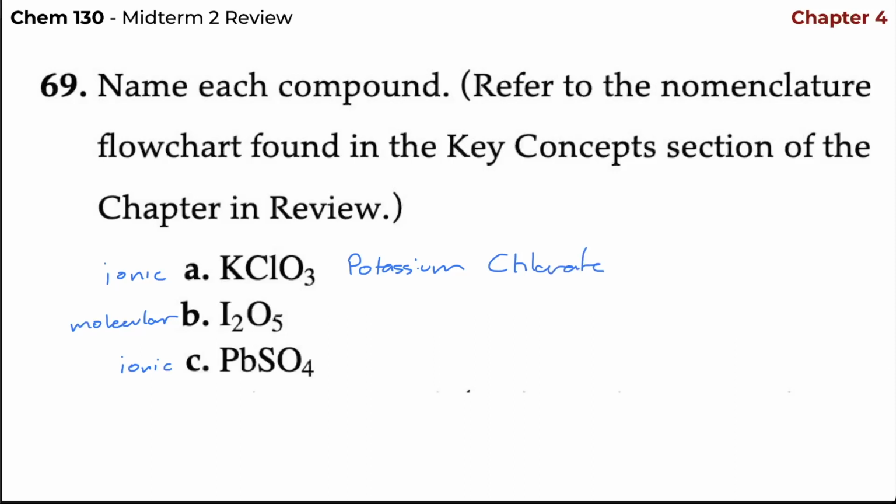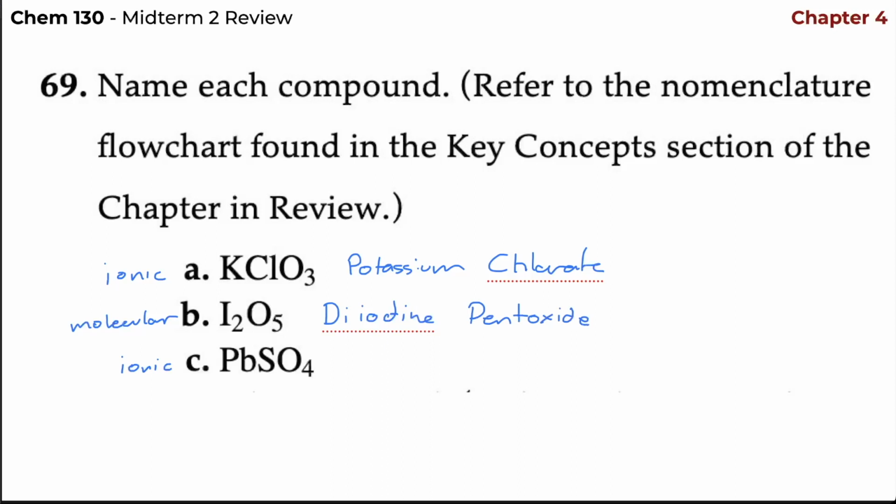Pretty straightforward. This one is di. Remember, the first one is 2, so it's diiodide. Sorry, it's not diiodide. It's just diiodine, and then pentoxide.